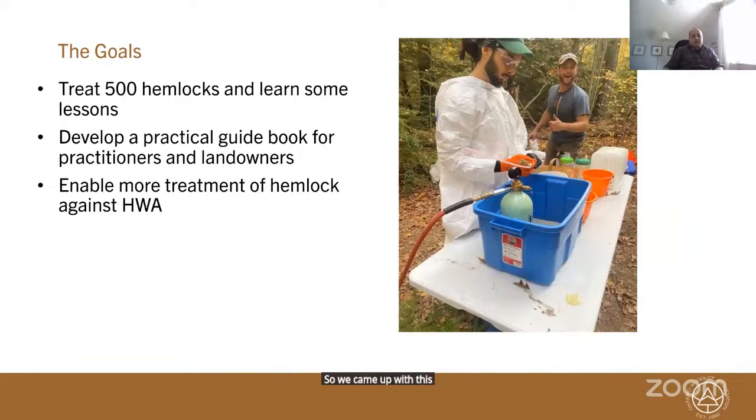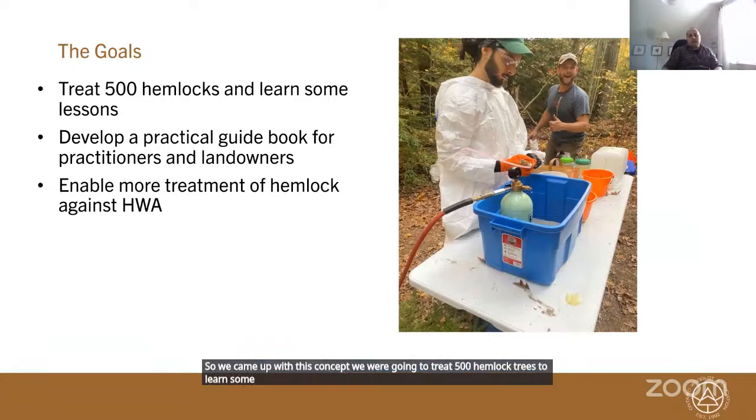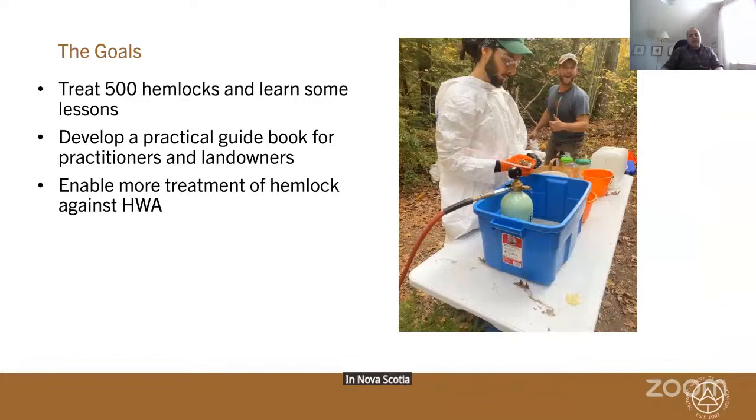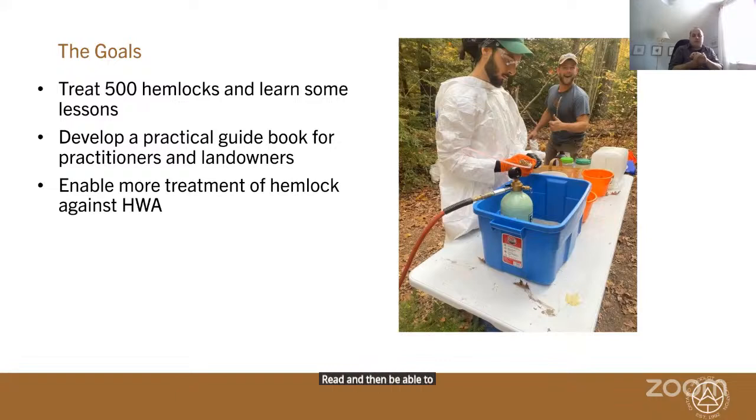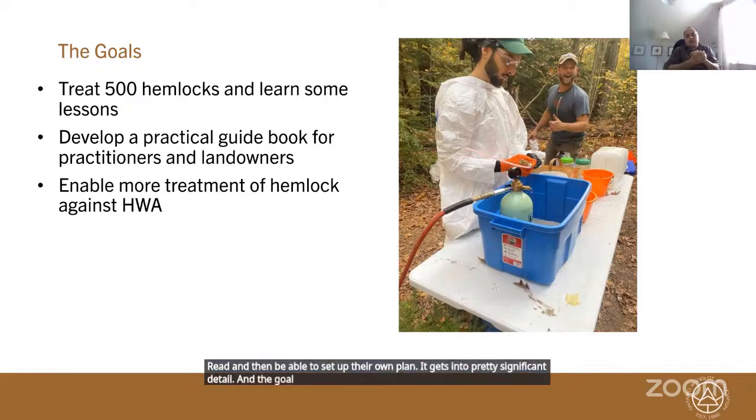We were going to treat 500 hemlock trees to learn some lessons about what application looks like, how to set up teams. We were learning from others in Nova Scotia as well. And then to develop a practical guidebook, something that a practitioner or a knowledgeable landowner could pick up, read and then be able to set up their own plan. It gets into pretty significant detail. And the goal is to expand treatment of hemlock woolly adelgid generally by pesticides.